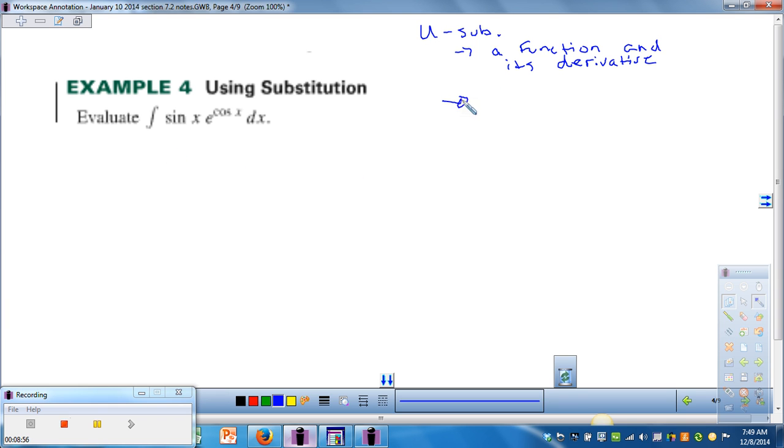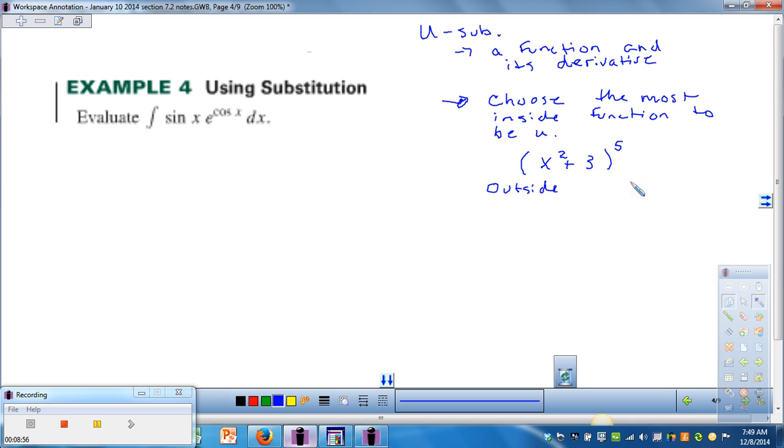Generally, with u substitution, and this changes a little bit on different types of problems, your first thought is to choose the most inside function to be your u. So for example, it's easier to see on something like x squared plus 3 to the 5th. There is an outside function and an inside function.